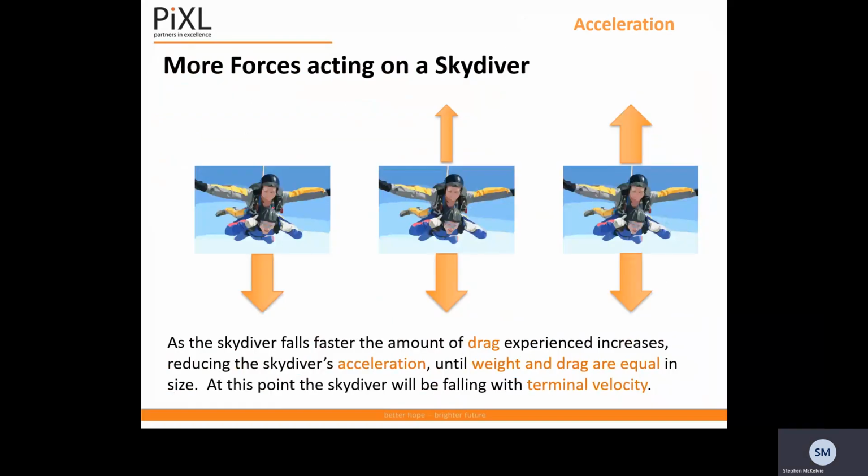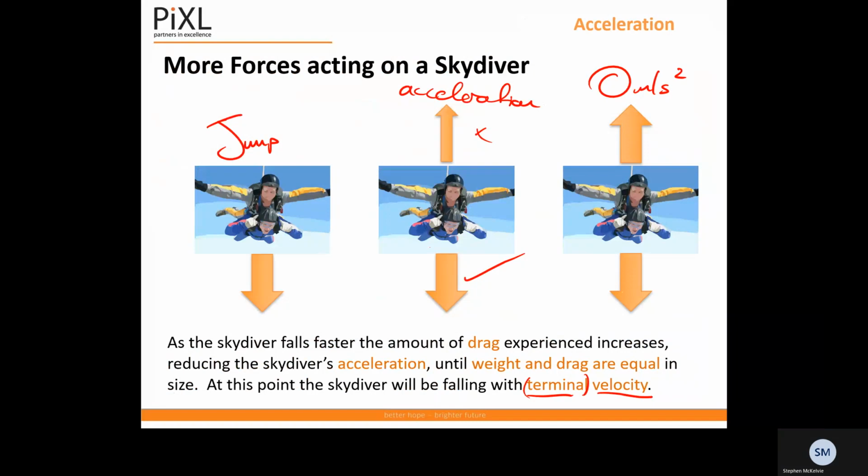So this is where we just jumped out of the plane. For a little while, the weight is going to be greater than the air resistance that is acting upon the skydiver. So at this point, there will be acceleration. Eventually, though, the force downwards will balance out with the force upwards, and there will be 0 acceleration. At that point, they will be falling with terminal velocity. Terminal just means the end. You cannot go any faster unless you're being pushed by something.